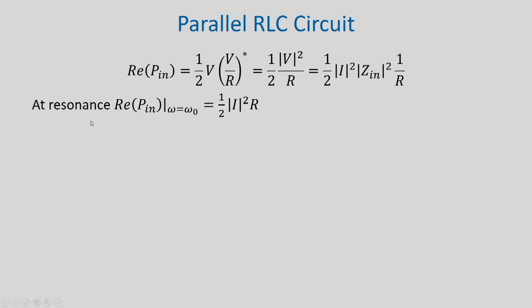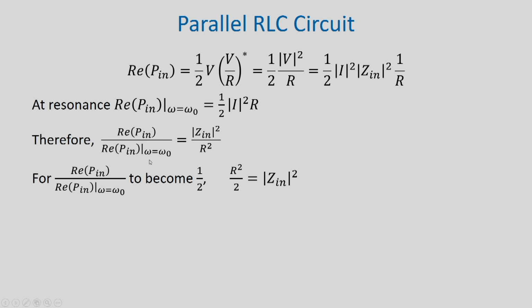Now, at resonance, that means when omega equal to omega naught, real part of P in becomes equal to half mod of I square R, because we have seen that at omega equal to omega naught, mod Z in becomes equal to R. Therefore, we can now write real part of P in divided by real part of P in at omega equal to omega naught as mod of Z in square divided by R square, and for this quantity to become half, because we are talking of half power bandwidth, we must have R square by 2 equal to mod of Z in square.